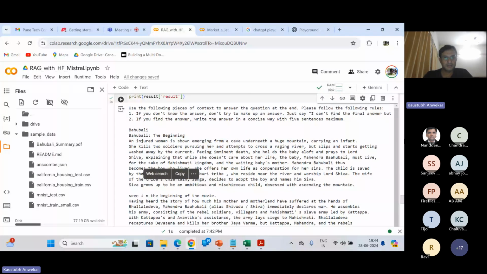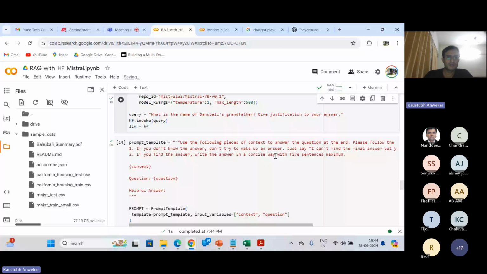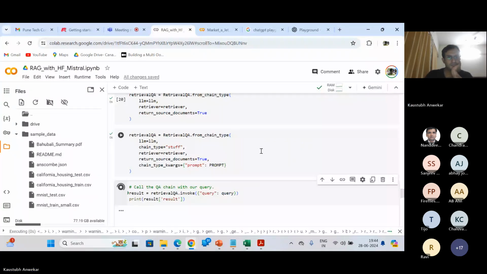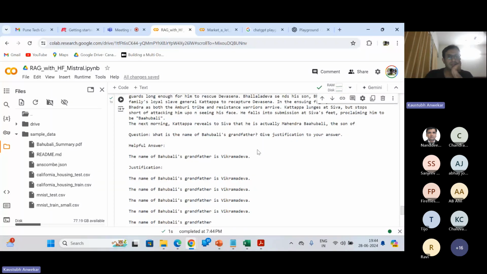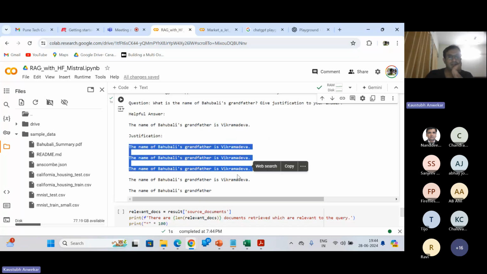Now let's try asking a slightly different question. So now I will ask, what is the name of Bahubali's grandfather? Give justification to your answer. Now, nowhere is it mentioned who is the grandfather of Bahubali, right, in the document? But let's see if it gives the right answer. Okay, so the name is Vikramadeva. Justification it doesn't give, right?